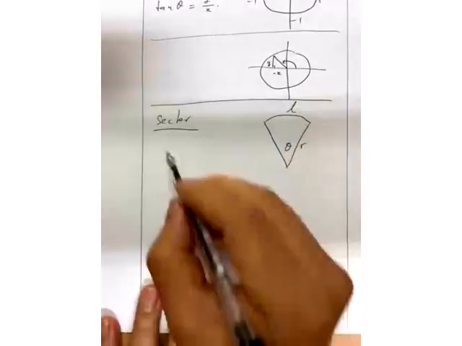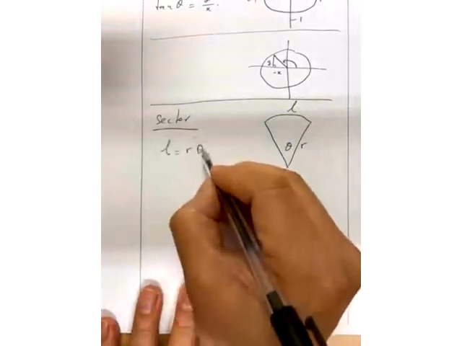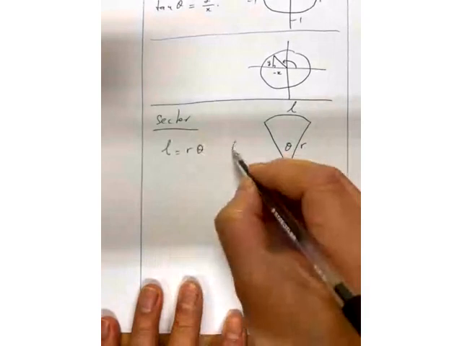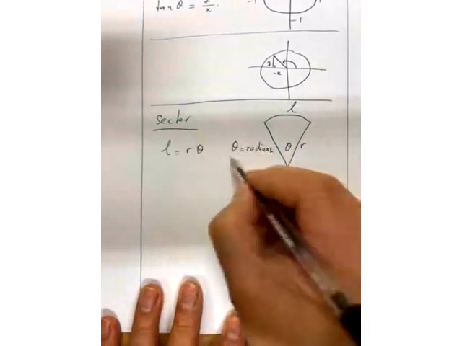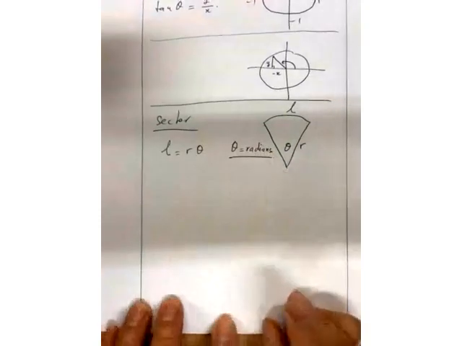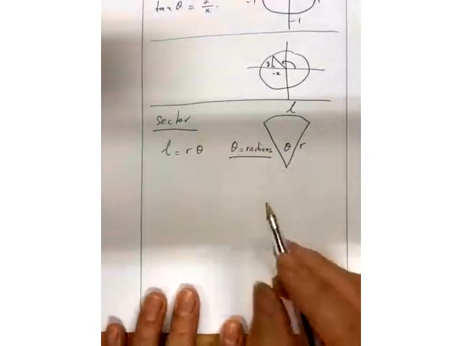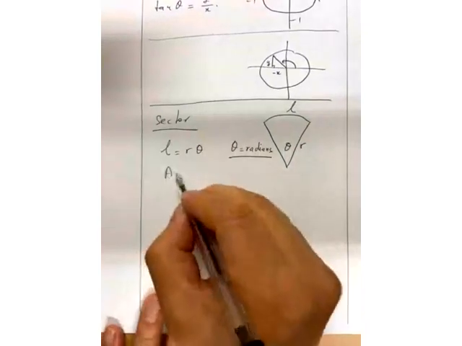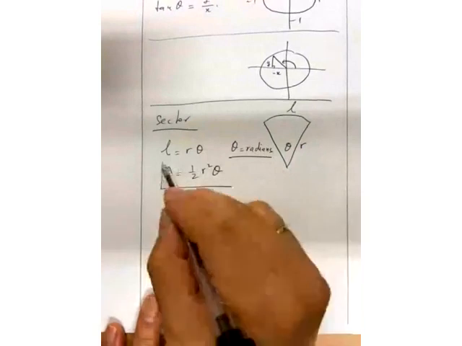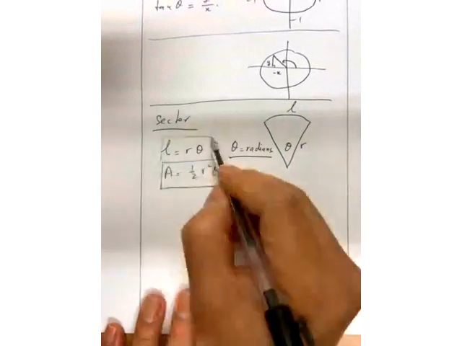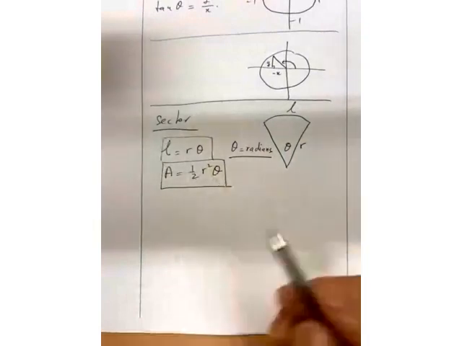If you accept the formula, L is R theta, where theta is now in radians, no longer in degrees. And before you freak out, I will explain radians in a second. The area of that sector is going to be half R squared theta. So the area of that sector is this, and the length is this. Again, theta is in radians.